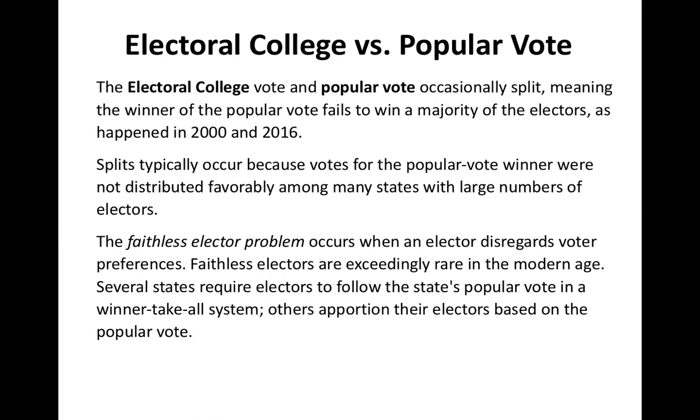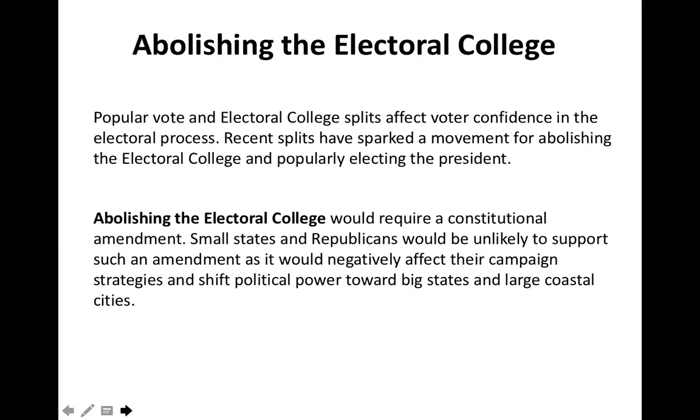Faithless electors are exceedingly rare nowadays. Several states require electors to follow the state's popular vote in a winner-take-all system. So there are only a couple of states that actually split where the electors go. Others apportion it based on the popular vote. Typically, California will always go blue, simply because it's a heavily Democratic area.